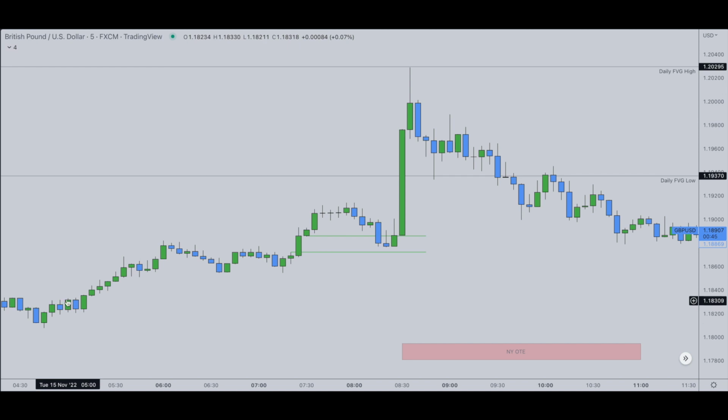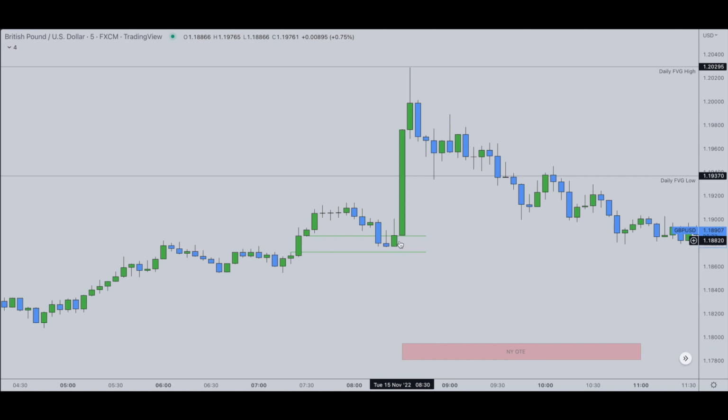We are trending higher all throughout London lunch, and then the New York kill zone starts at 7 a.m. We get a strong impulse move higher. We start getting this swing high consolidation. We get a retracement into our New York optimal trade entry, 8:30 a.m.